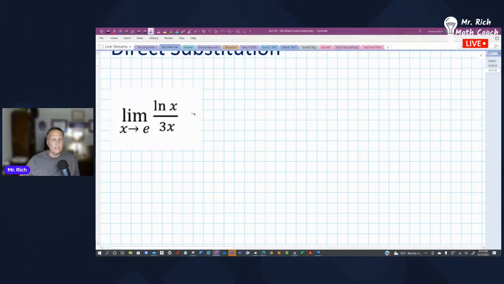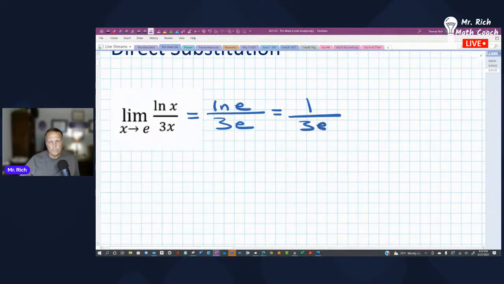So let's try this and see what happens when we plug in e for x. I get the natural log of e over 3 times e. And this requires us to know how to handle the natural log of e. It is equal to 1. The natural log of e is 1. So my answer is 1 over 3e, and I would leave it just like that. If this was a multiple choice problem on an AP exam, that would be the answer that you would see.